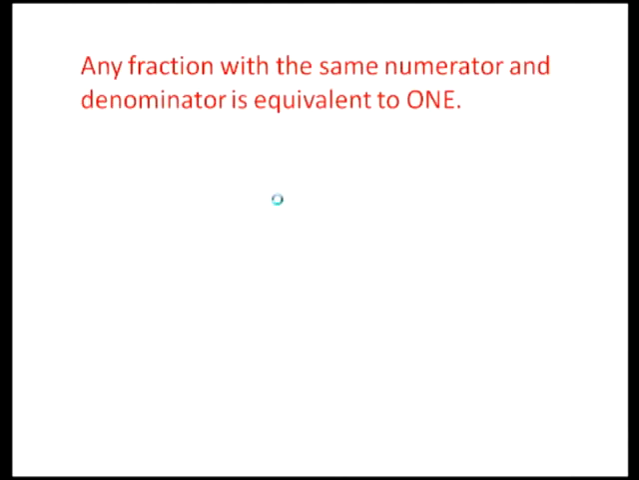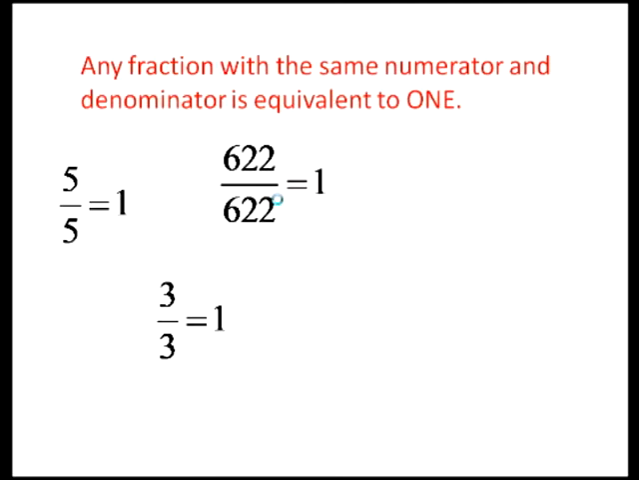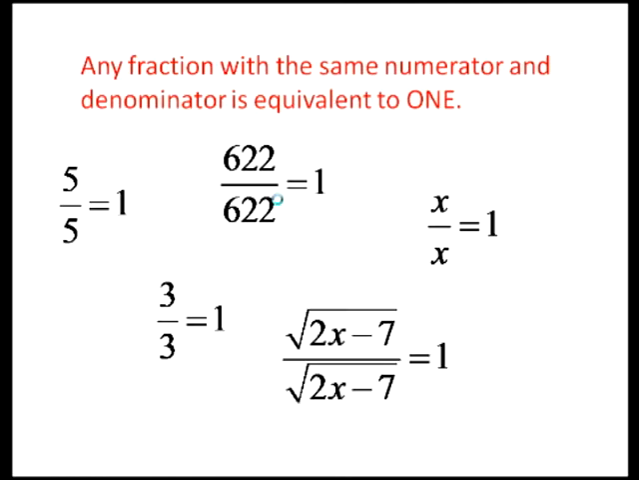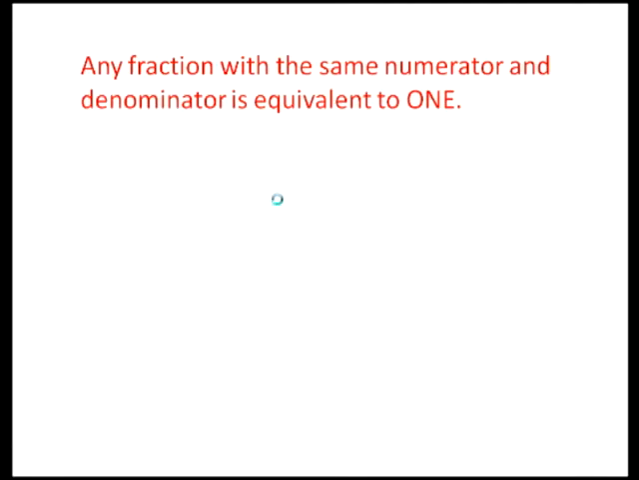Now, this brings up an interesting thing. When I look at fractions that have the same numerator and the same denominator, I'm going to get 1. So 5/5, that's 1. 3/3, that's 1. 622 over 622, that's 1. All because this means division. X over x, that's going to be 1 almost always. There's only one special case. The square root of 2x minus 7 over the square root of 2x minus 7, that's going to be 1. Again, as long as the numerator and denominator are the same, since you're dividing, it's going to equal 1. Only one special case.